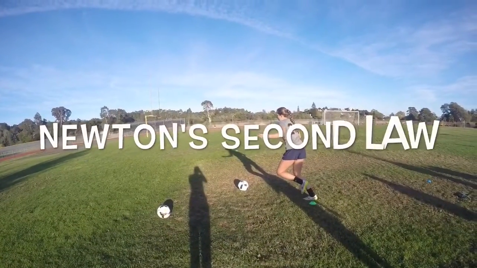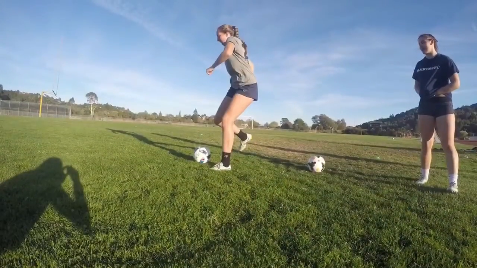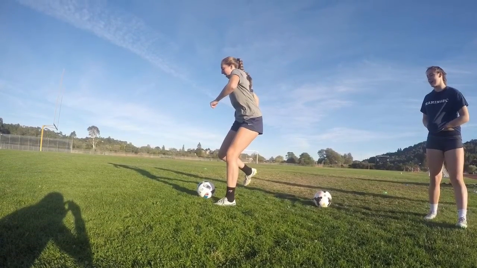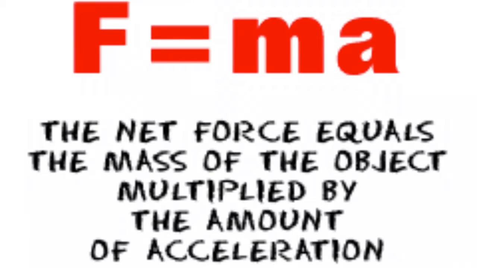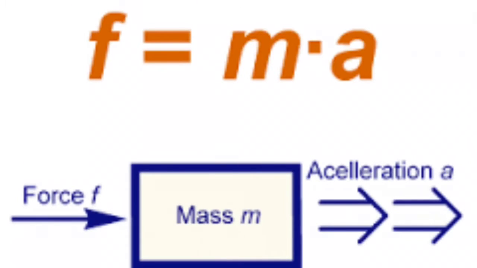Newton's second law states that the change in velocity where an object moves is directly proportional to the magnitude of the force applied to the object and inversely proportional to the mass of the object. This can be explained by the equation F equals ma. The acceleration of the ball is determined by the force applied divided by the mass of the object that is being moved. This means that if the ball has a lot of mass, it will require more force to accelerate. If the ball has little mass, it will require little force.